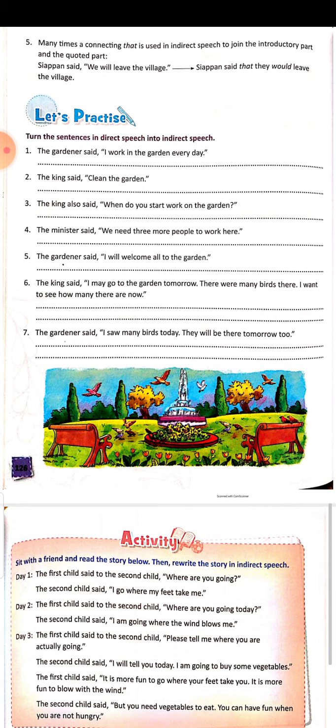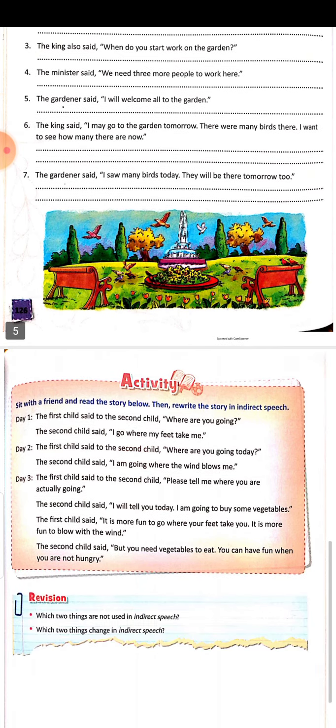Okay. Number 4 I am also telling, but 5, 6, 7 you will do by yourself. The minister said, we need 3 more people to work here. The minister said that they need 3 more people to work there. So we is changing to they and here is changing to there. So the rest of the 3 you will do by yourself, and I think there is nothing to ask.